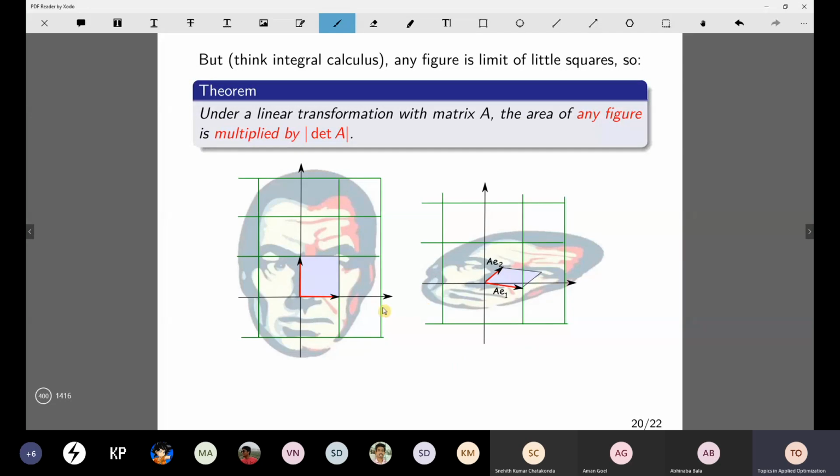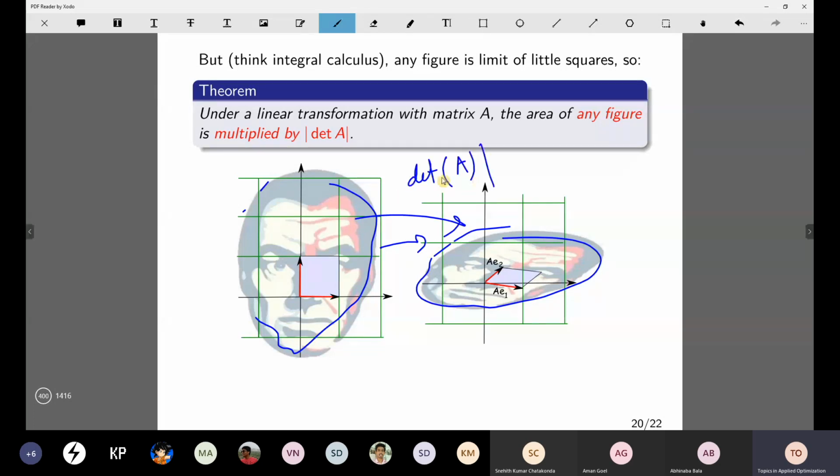This is what happens in the general case. For instance, this face is being transformed using a linear transform, and it becomes this face. The area change that you see will be the determinant of the matrix of the transform.